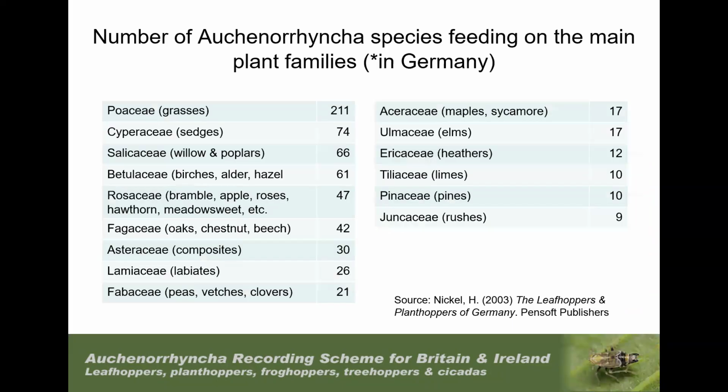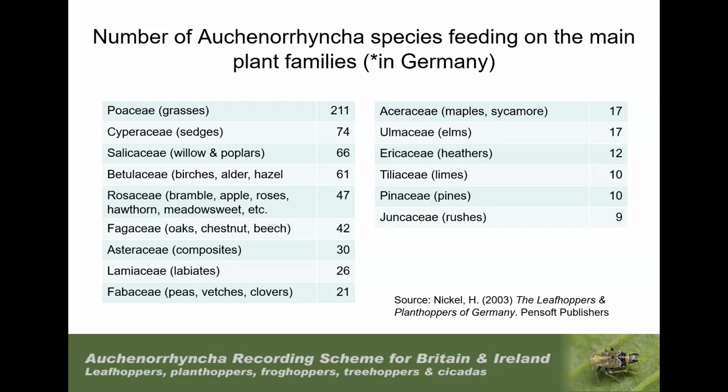In terms of the plant species that they exploit, there are some interesting patterns here. This is some data that I've taken from a book by Herbert Nickel, who's worked extensively on the leafhoppers and planthoppers in Germany. There are considerably more species in Germany than there are in this country, so don't take these figures too literally, but I'm sure the balance between different plant families is probably about the same in Britain.